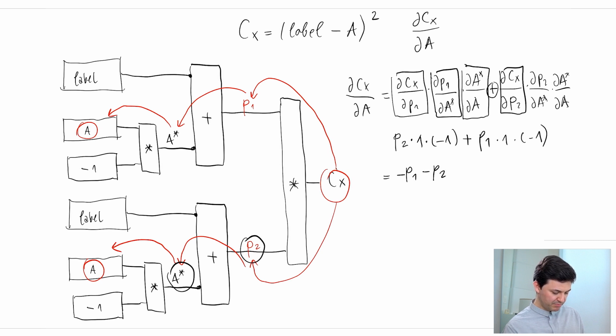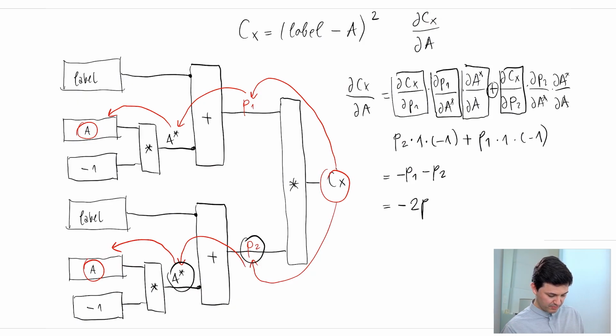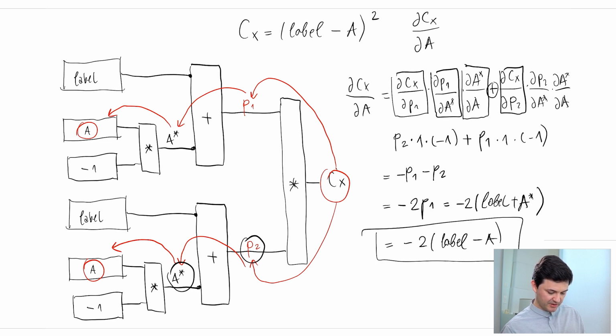And what are P1 and P2? Well, P1 is label plus A star, and P2 is also label plus A star. So this means that these two elements are exactly the same. So this is equal to negative 2 P1 or P2. Yeah, it doesn't matter. And what is this equal to? Well, this is equal to negative 2 times label plus A star. And what is this equal to? Well, A star is just negative A, so we can say that this is just equal to negative 2 times label minus A. And this is the value of our partial derivative.